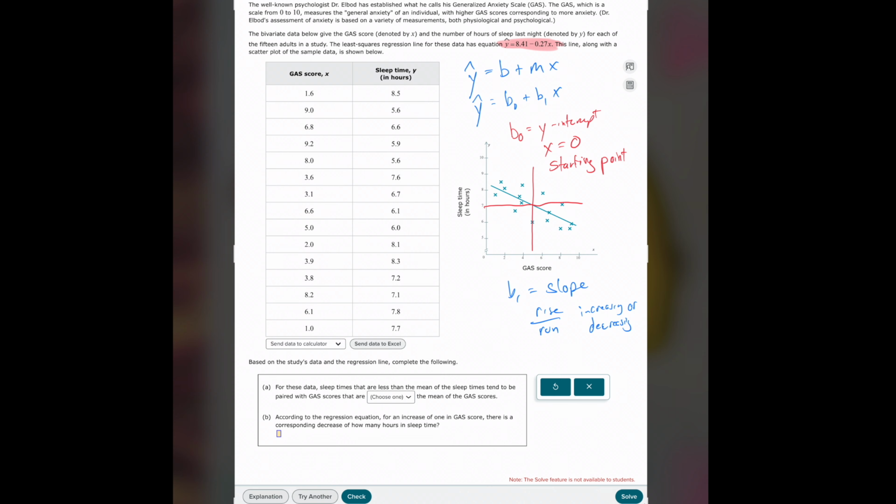They're saying that if our sleep times are less than the mean, so if our sleep times are down here, my sleep times are low. Do my GAS scores tend to be high or low? They tend to be higher on this end, right? So they tend to be greater than, okay? This goes back to, remember if I said it's positive, it's increase, right?